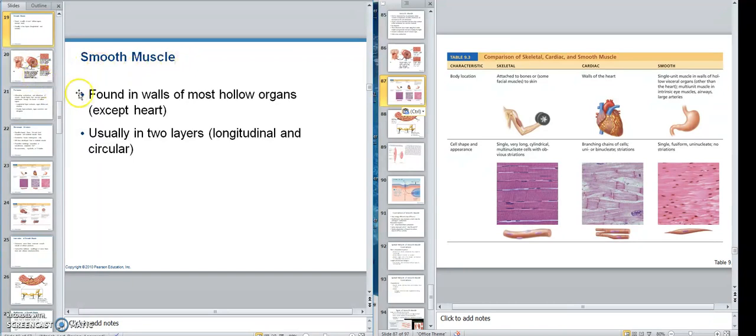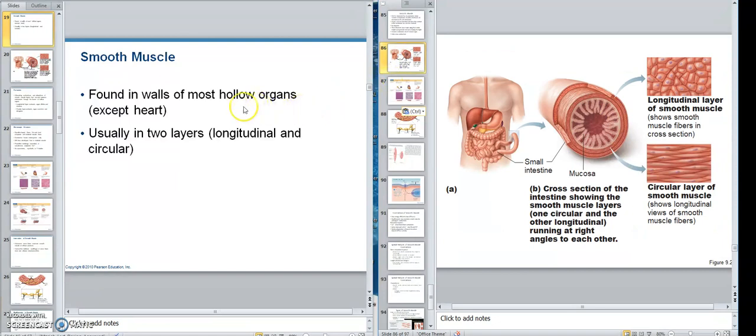So smooth muscle. Where do we find smooth muscle? We find smooth muscle in hollow organs, not the heart, because that's cardiac. So in other words, let's just think about it. Our bladder, our intestines, blood vessels, trachea, all that stuff, smooth muscle. It usually has two layers, but not necessarily. A longitudinal and circular. Longitudinal goes to the length, circular, but not always.